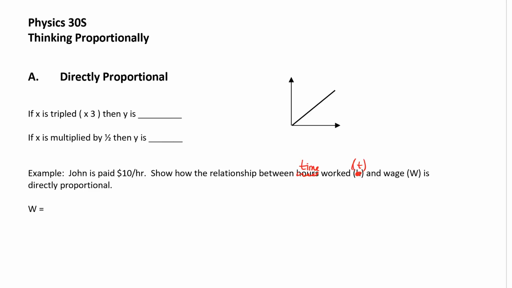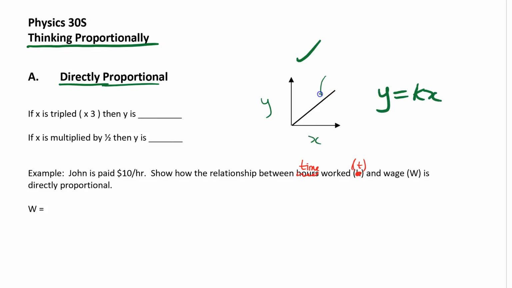Hi, and welcome to my video about thinking proportionally. The first one that we're going to take a look at is directly proportional. And so here's what the graph looks like. The basic formula would be y is equal to kx, where here is the x part and here is y. And what is k? Yes, indeed, k would be the slope of that line.